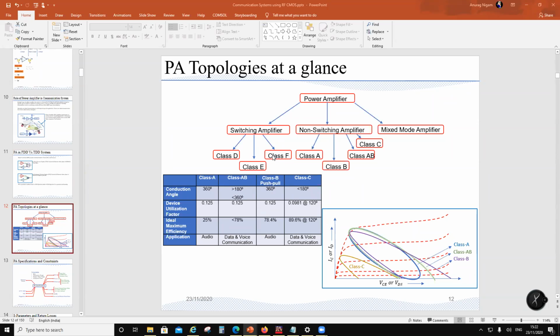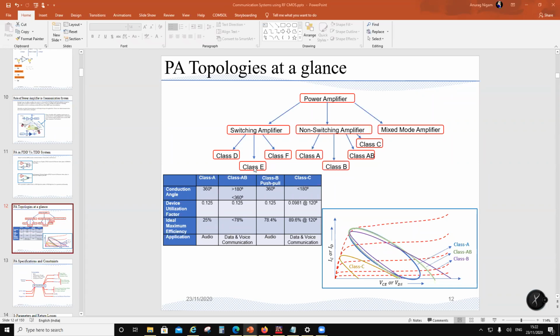So the class F amplifier basically has a 100% efficiency. It's a maximally flat class F. All the even harmonics are shorted out at the output. All the odd harmonics are opened so that they can go to the load. And class E is basically a different amplifier.